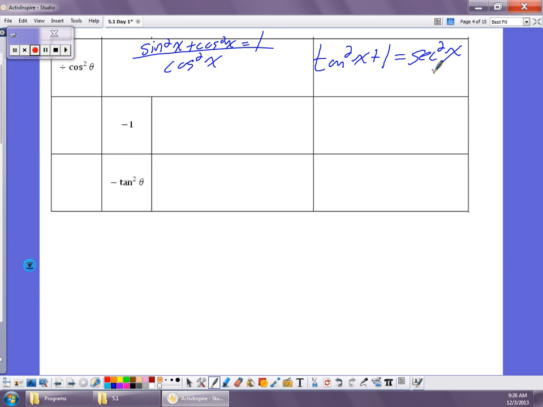So now we have this identity as well that we can interchange. So we have tan squared x plus 1 equals secant squared x. We can subtract 1. So you get tan squared x equals secant squared x minus 1. So we have yet another different form. And we can subtract tangent squared x.